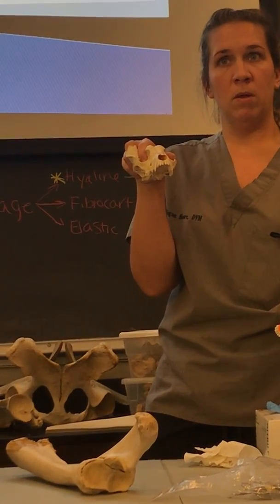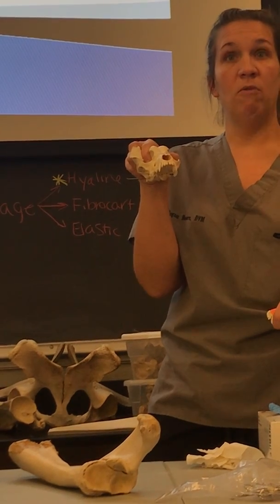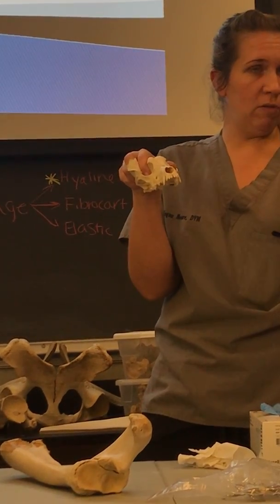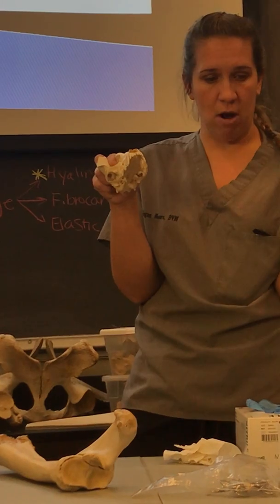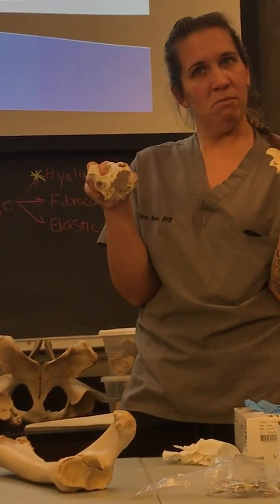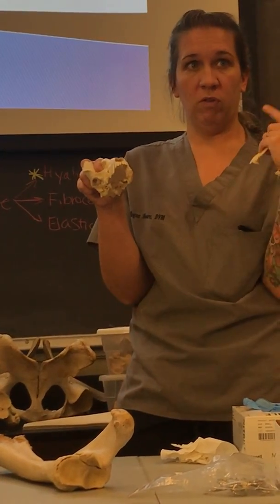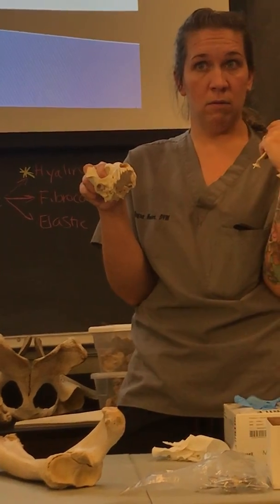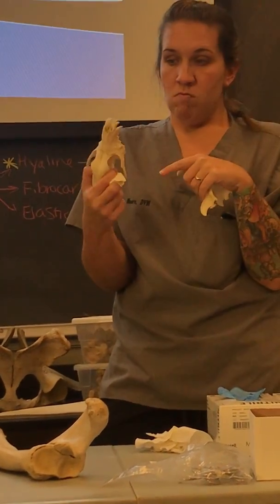Nasal septum, vomer, and then the scroll bones, the turbinates. How many turbinates are there? 4. Dorsal, ventral, left and right sides.